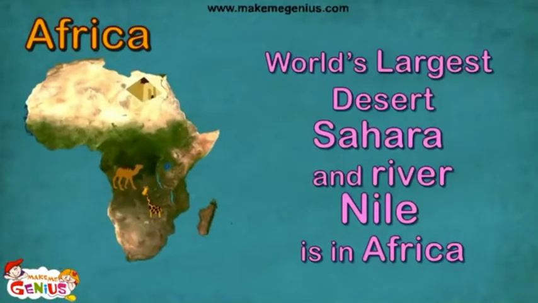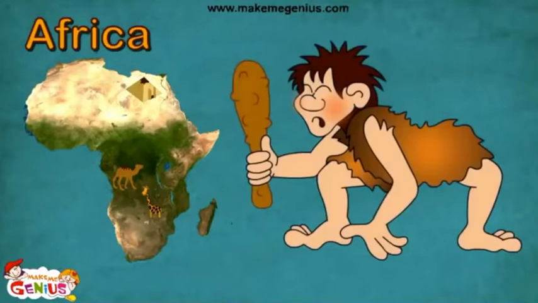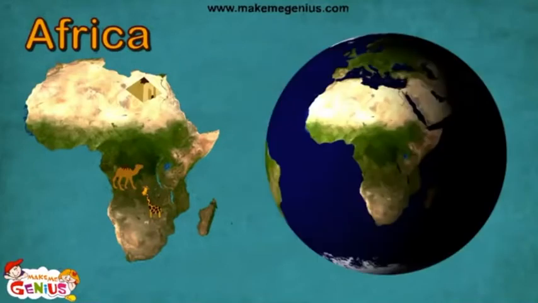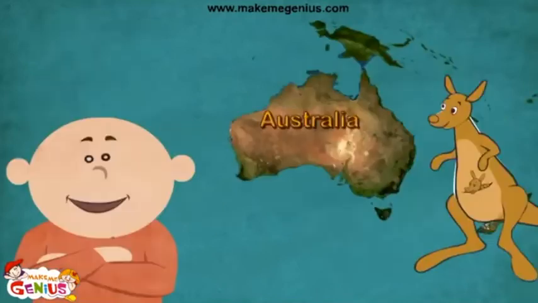World's largest desert, Sahara, and the world's largest river, Nile, are also in Africa. It is the second largest continent among 7 continents. It is also said that the first humans lived here. It is situated on the equator, and that is why it is very hot.